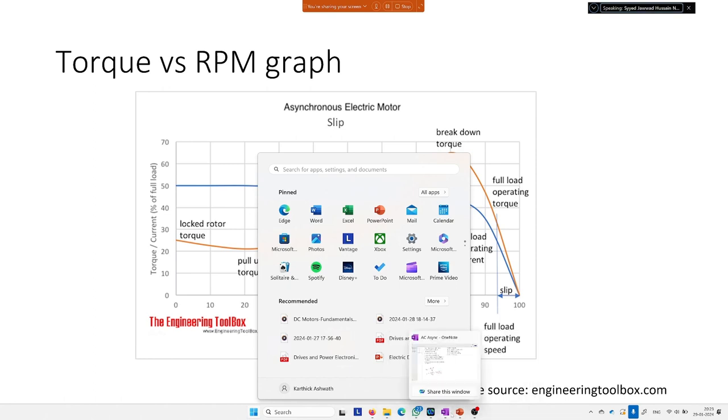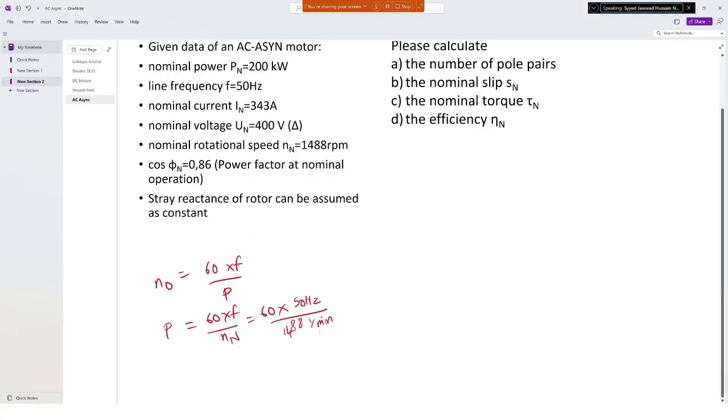That's the same thing we do here. 60 times 50 is 3000. 3000 by 1488 is a bit larger than 2. 3000 by 1488 is 2.016. But there is no such thing as 2.016 pairs, so it's just 2. So you know it's 2. So P equals 2.